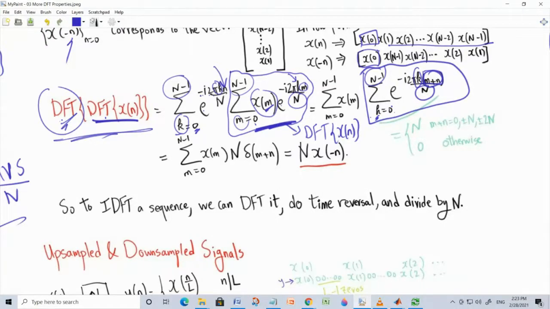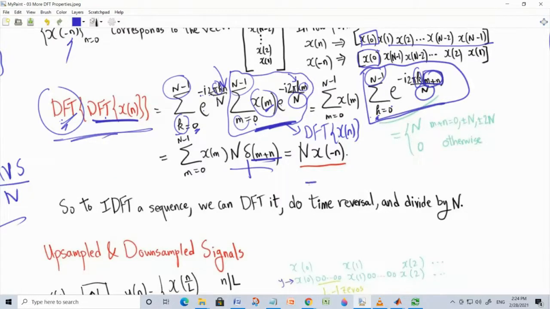And so you basically replace this summation with its value, and this will give you the discrete time delta, and the discrete time delta gives you 1 only when its argument is equal to 0. So basically only when small m is equal to minus n. You tell me, but small m is never equal to minus n.